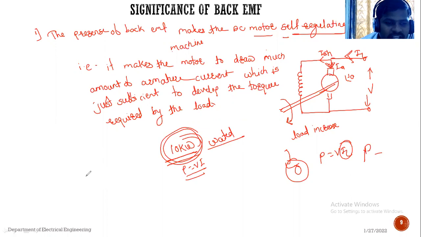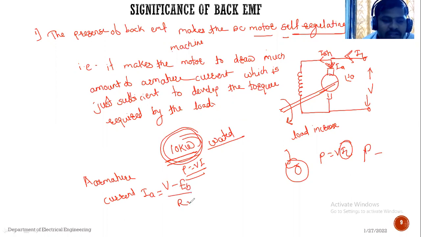That means if we write one equation, that is armature current equation, Ia is equal to (V minus Eb) divided by Ra, where V is the terminal voltage. Okay, see, the self regulating machine is that the motor draws a much amount of current, much amount of armature current, which is just sufficient to develop the torque required by the load.